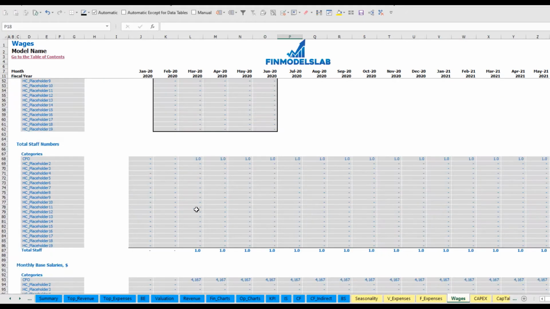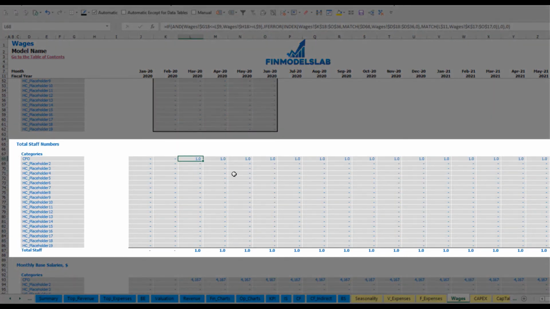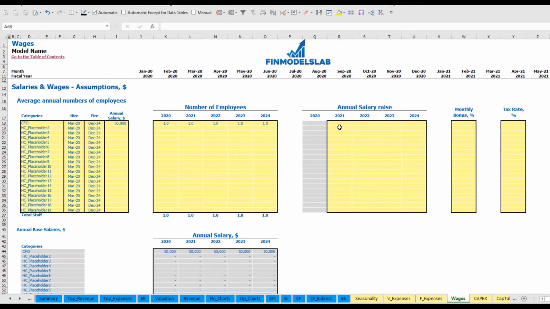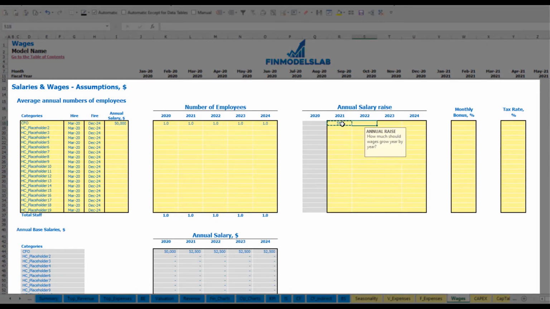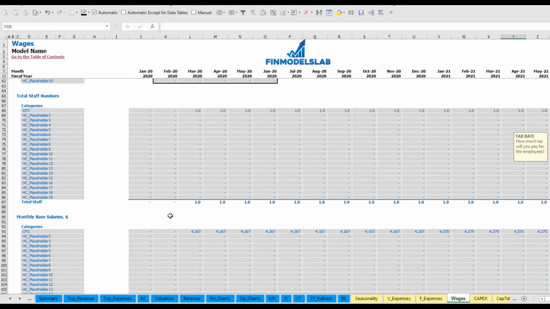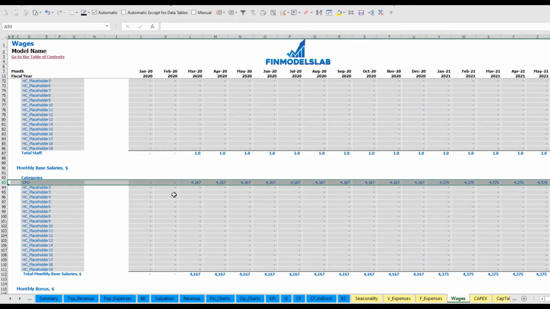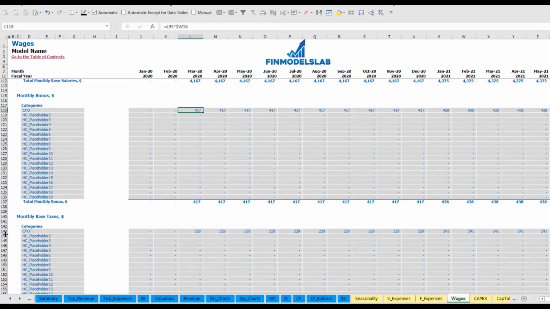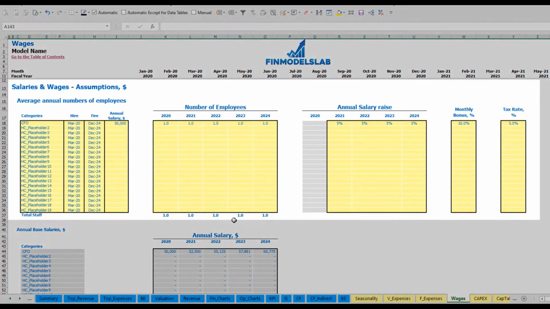So you may see one CFO, which is one headcount, starting from March till the end of the model, which is December 24. Also, you can input 5% of salary growth rate. You may see the amounts by years connected to this annual salary and impacted by annual salary rise. Let's set up 10% monthly bonus and 5% of tax rate. So you may see below the calculation of salary broken down by months, monthly bonus, which is 10%, and 5% of monthly taxes related to the payroll.